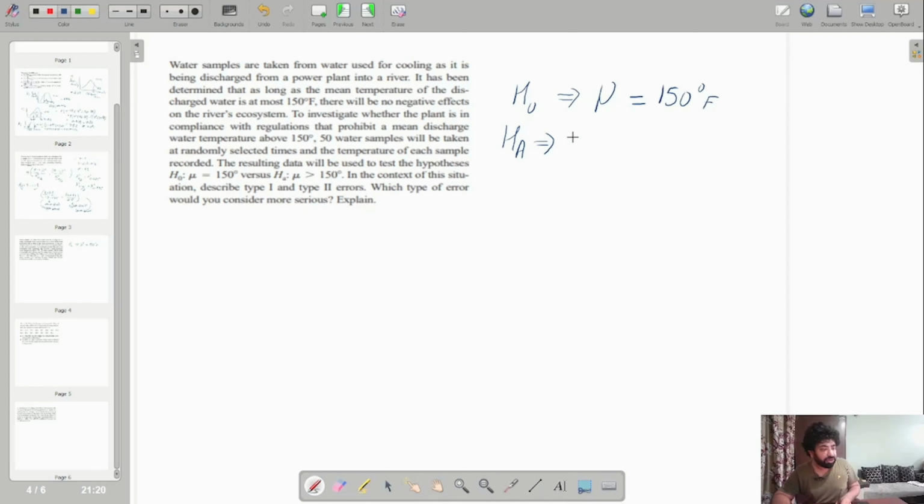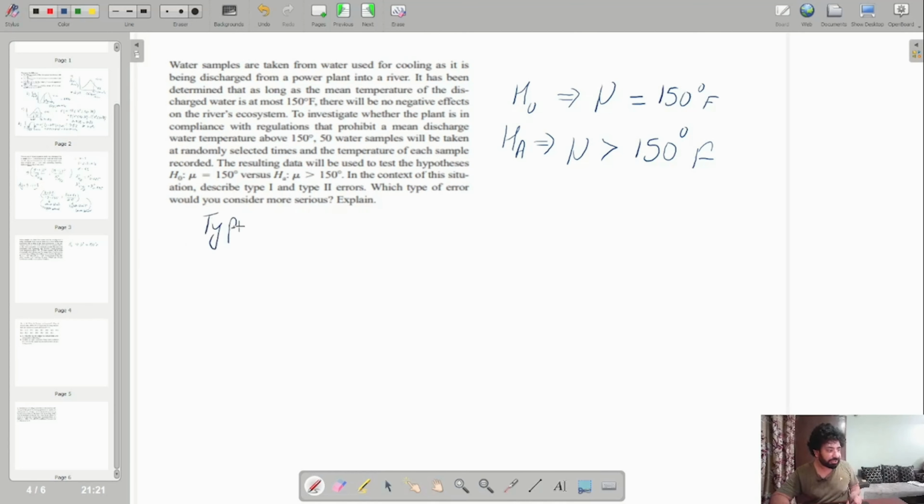So if it is not following them, then I will say that the population mean of the water being discharged is greater than 150 degree Fahrenheit. This is actually suggesting that the mean temperature of the water discharge exceeds 150 degree Fahrenheit, which is a violation to the authorities. Alright, now let's come to type 1 and type 2 error.